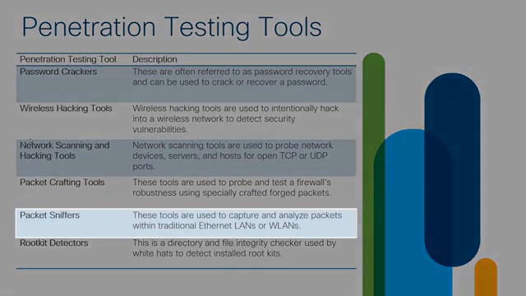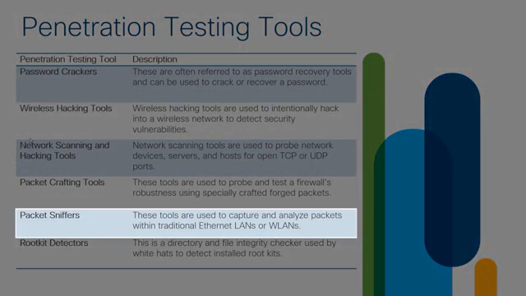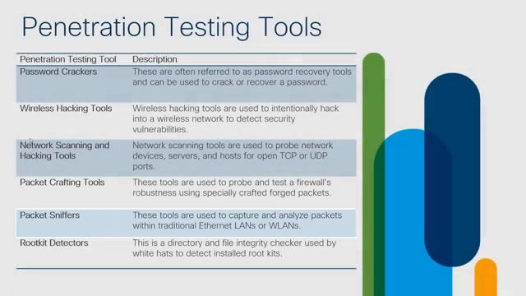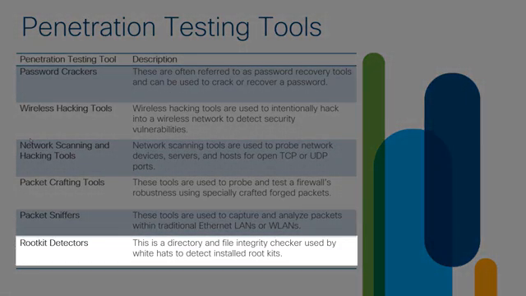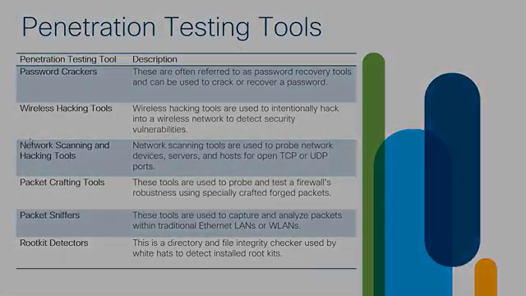With packet sniffers, we shove Wireshark right into here. We can try to capture and analyze packets, and we can even save that capture for later. With rootkit detectors, as a threat actor, we'd want to try to break around this and not be detected, but this is a directory and file integrity check. It looks for things that have been maliciously modified and also can be maliciously active.